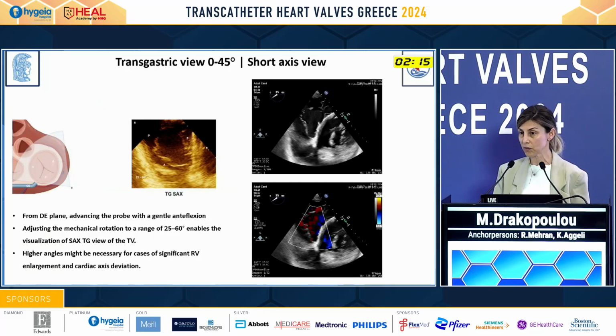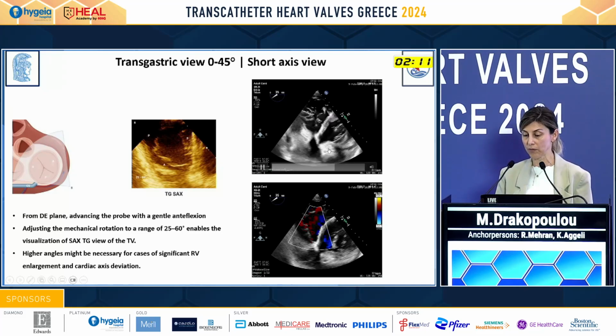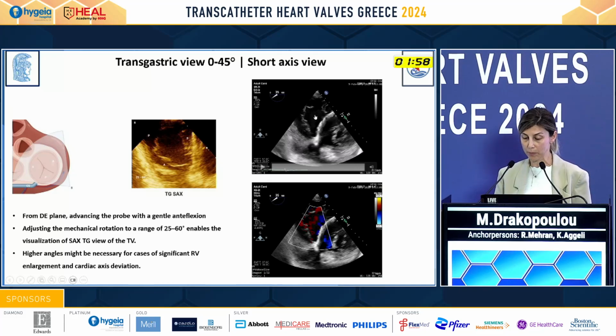And going to the transgastric view, which is a very critical view of the tricuspid valve, we can see the short axis of both atrioventricular valves, and we can assess the anterior leaflet towards the aorta, the septal leaflet towards the septum, and the posterior leaflet at the posterior wall. And this is a very good view when doing the transcatheter procedure for deposition of the clip.